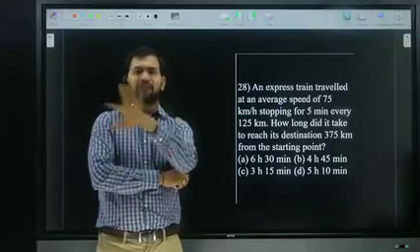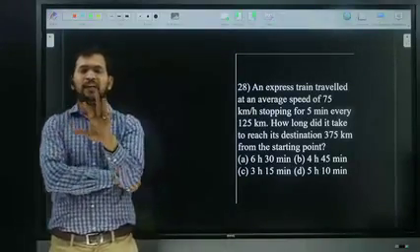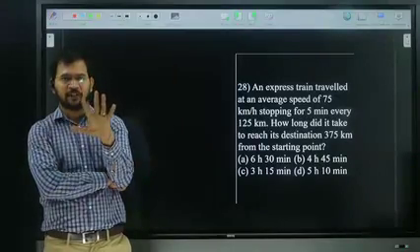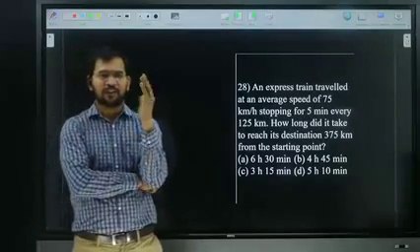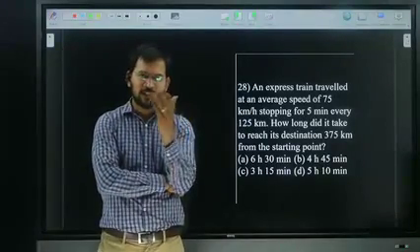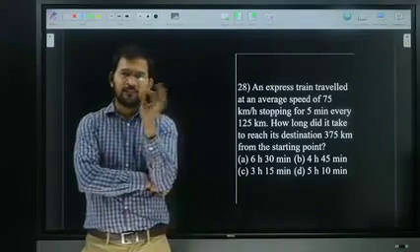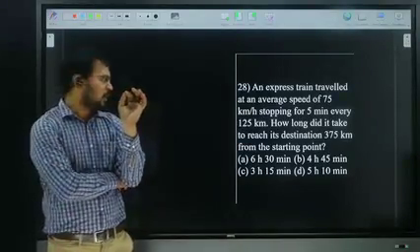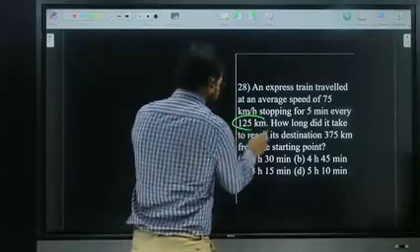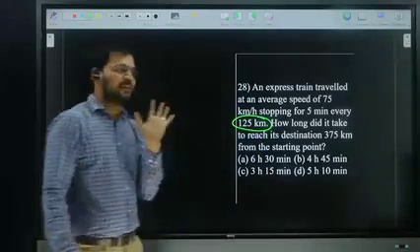375 by 75. How many hours will it take? Exactly 5 hours. Journey time is 5 hours. 375 by 75 is nothing but exactly 5 hours. But here they have given one condition: for every 125 kilometers, they stop for 5 minutes.